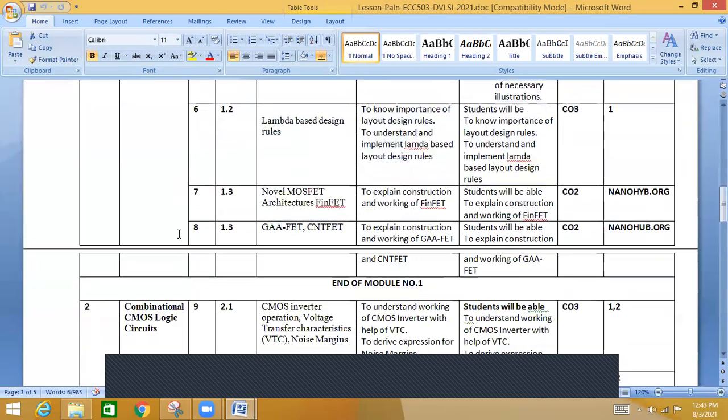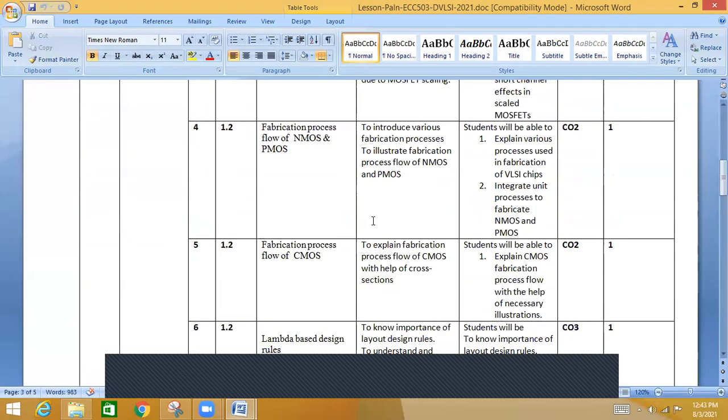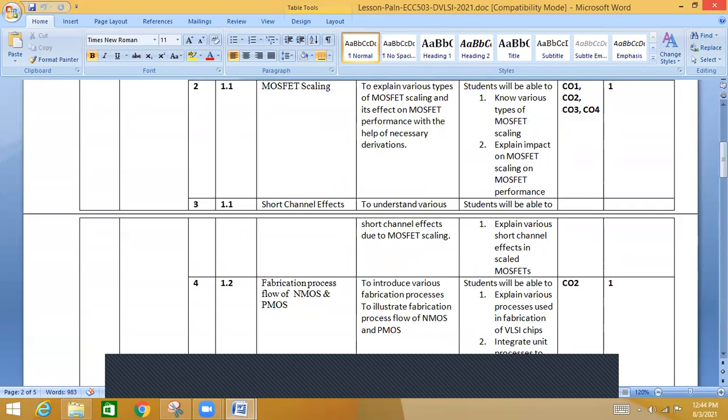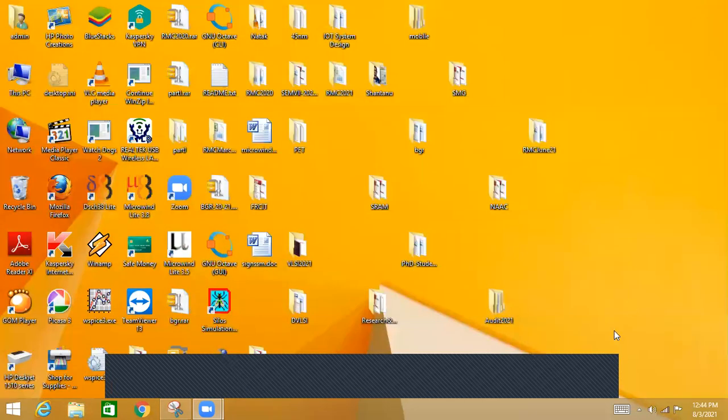From tomorrow onwards, we will start our second chapter, combinational CMOS logic. Do you have any questions? You can ask. Any questions? No, sir. Then can we stop here?